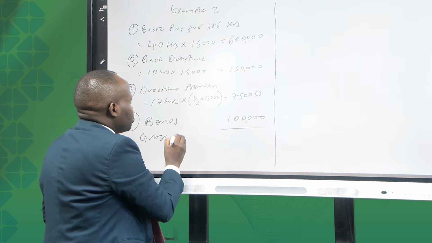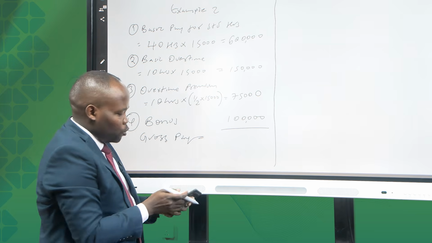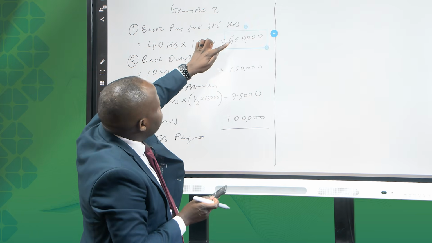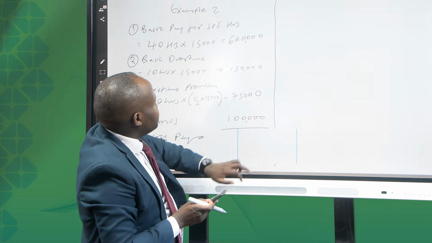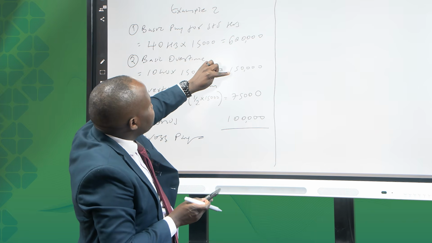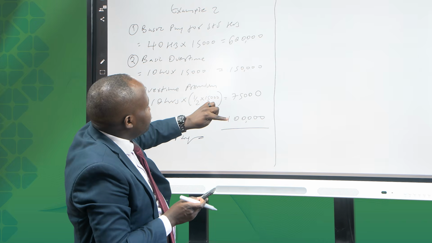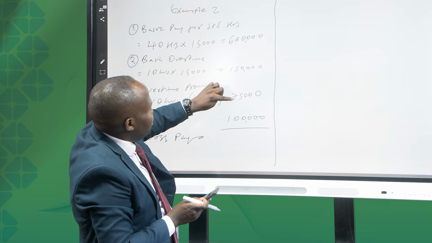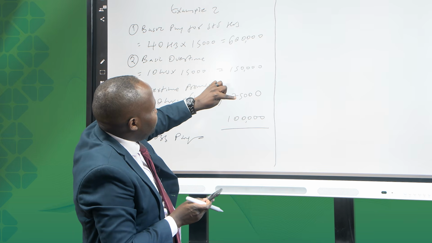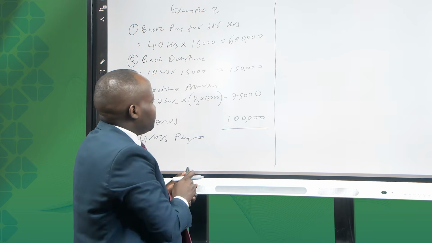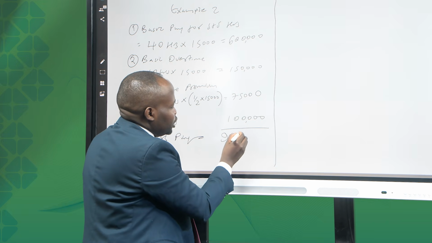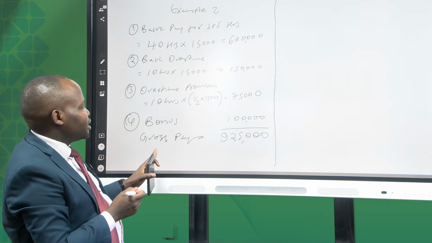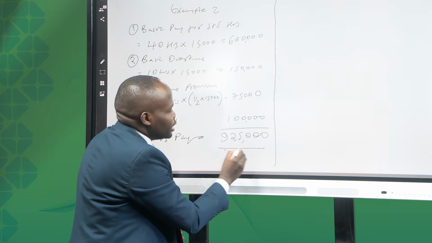So what is the gross wage? The gross pay is 600,000 plus 150,000 plus 75,000 plus 100,000, which is 925,000. And then you less any tax that is there to give you the net pay.